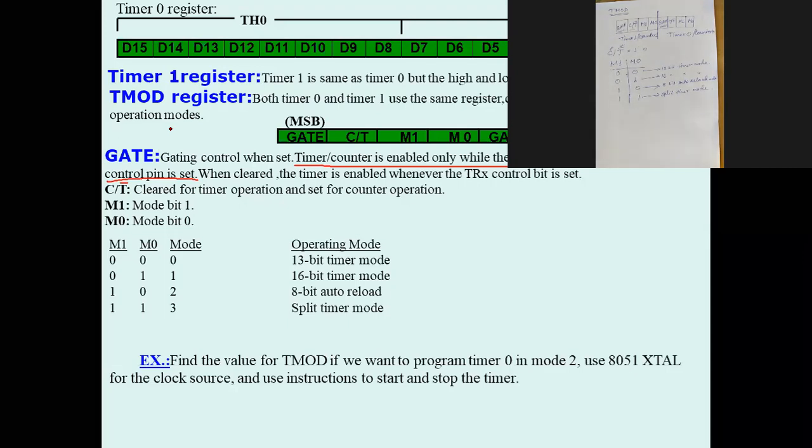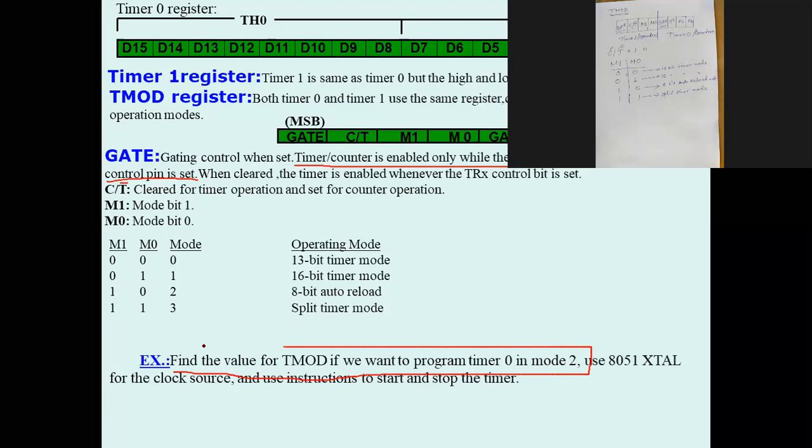There is an example, a homework kind of thing. Find the value of TMOD if we want to program timer 0 in mode 2. Use the 8051 crystal for the clock source and use instructions to start and stop the timer. We will come to that. But tell me, if we want to use timer 0 in mode 2, what will be the content of the TMOD register? Look into the PPT, you can find it.